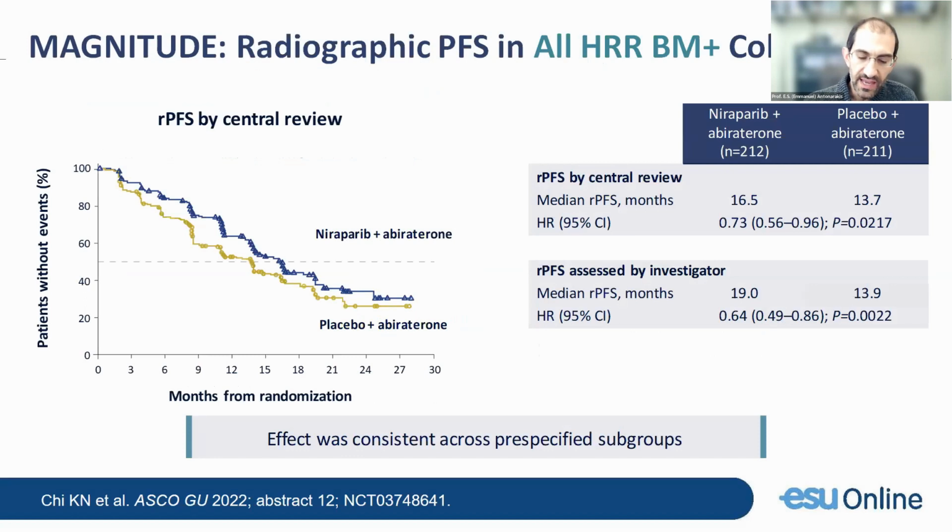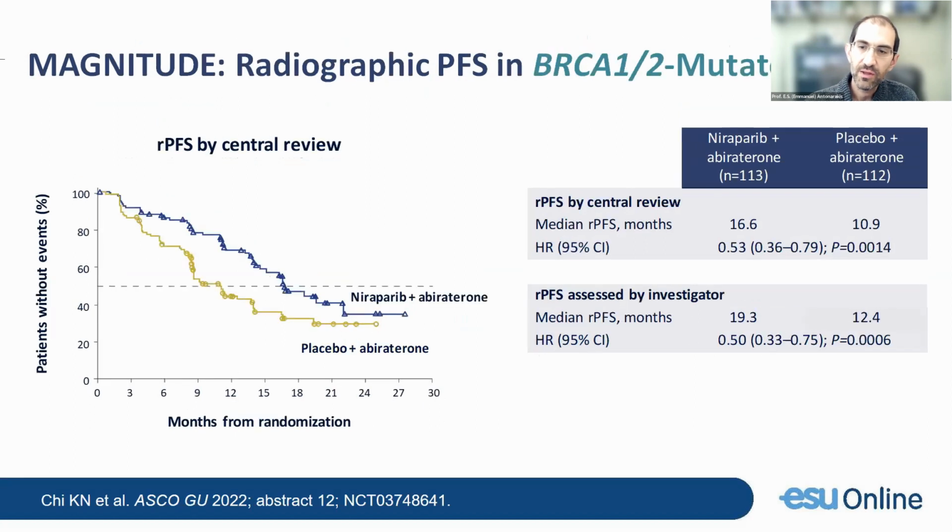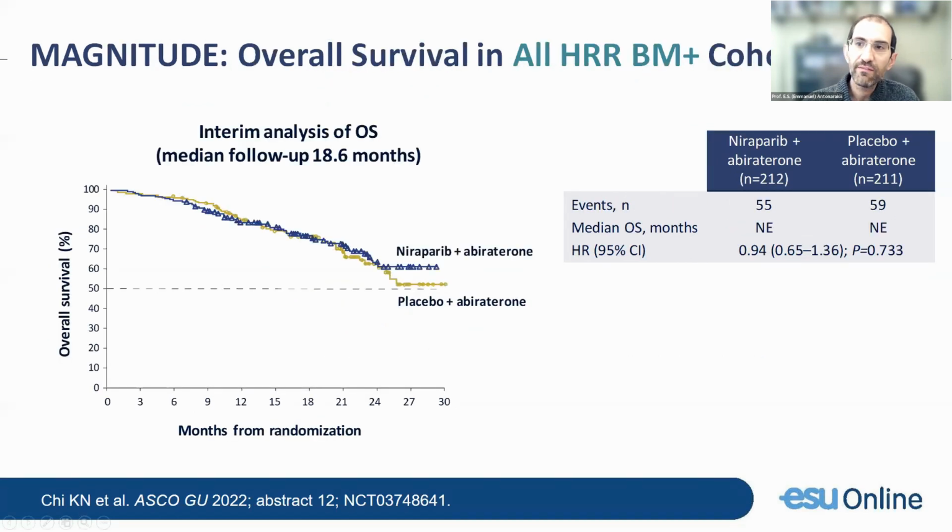And if you focus in on the BRCA1 and BRCA2 patients specifically, the progression-free survival advantage was greater, with a hazard ratio that was lower, approximately 0.53. Now, the overall survival with MAGNITUDE is also very immature. Perhaps no signal yet, but we do not know. With more time, a signal might emerge.